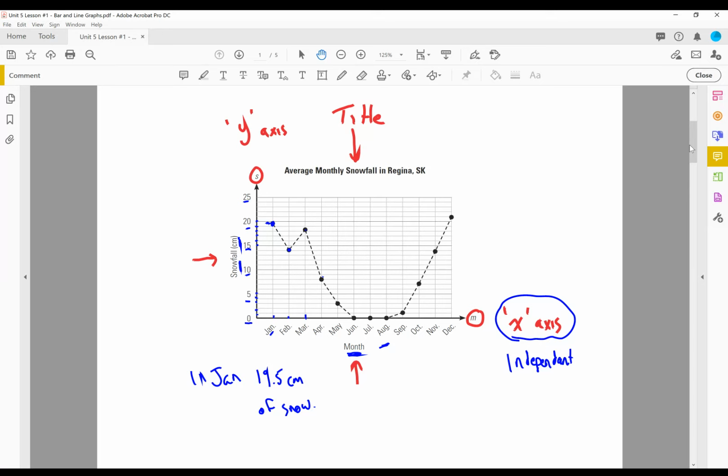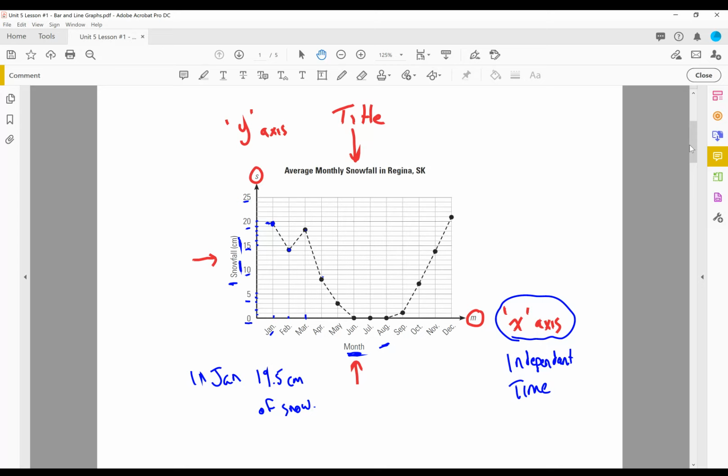And so time is usually an independent variable. Month is a unit of time here, and time just keeps going forward no matter what. There's nothing else that changes how time goes forward. It just keeps going on and keeps going on. And so it's completely independent of anything else that might change it.